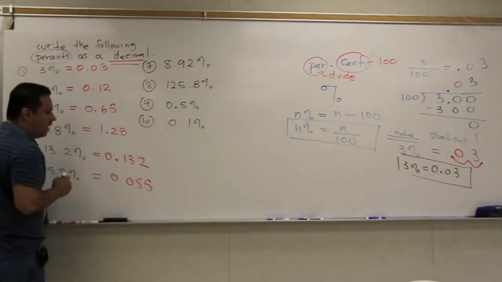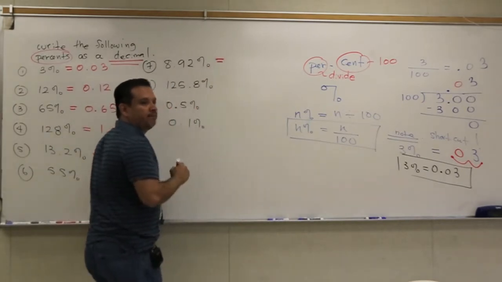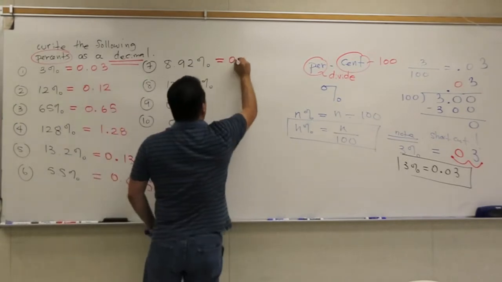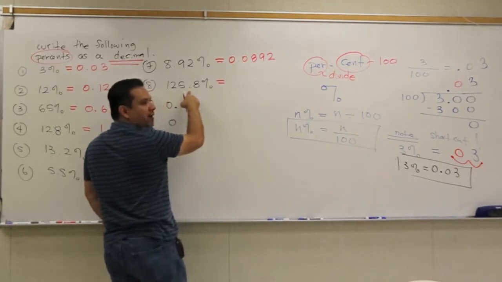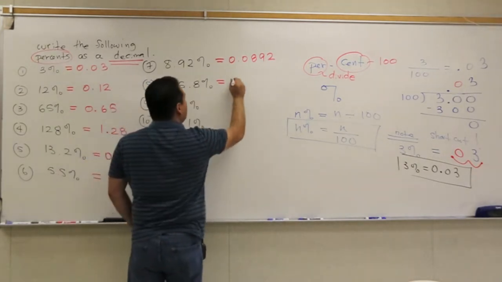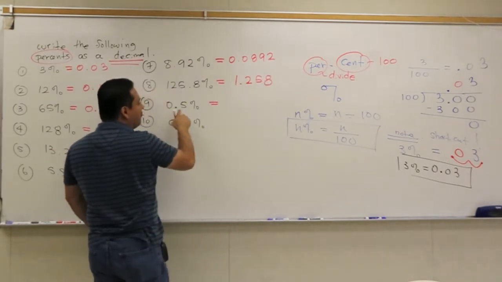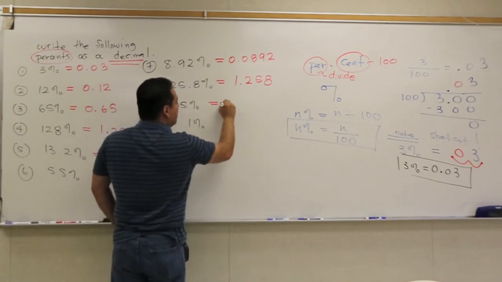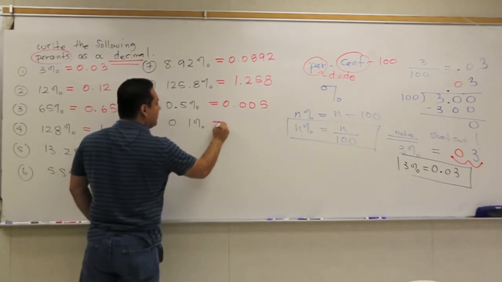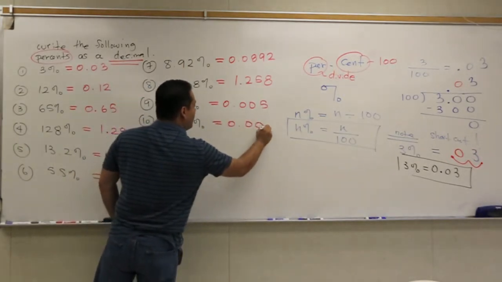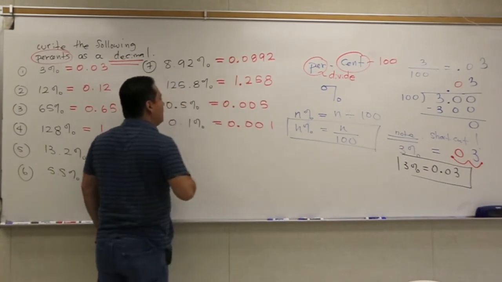And then what's 5.5%? 0.055. What about 8.92%? 0.0892. You guys okay with this? And then what's 125.8% going to be? 1.258 numerically. And what is 0.05% going to be? 0.0005. And 0.1%, what's that going to give you? 0.001. Anybody have any questions on any of these here?